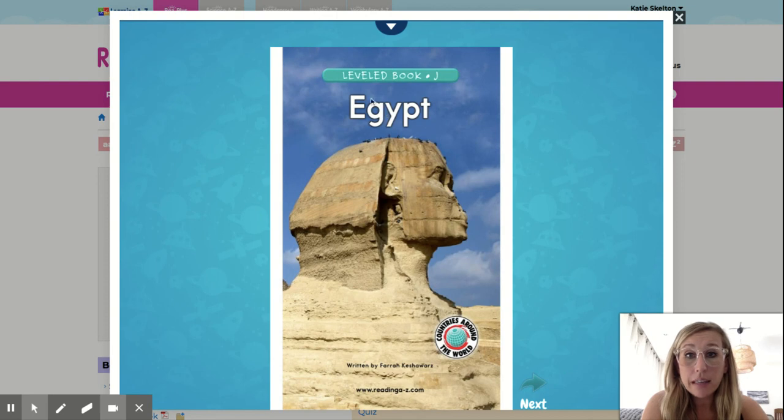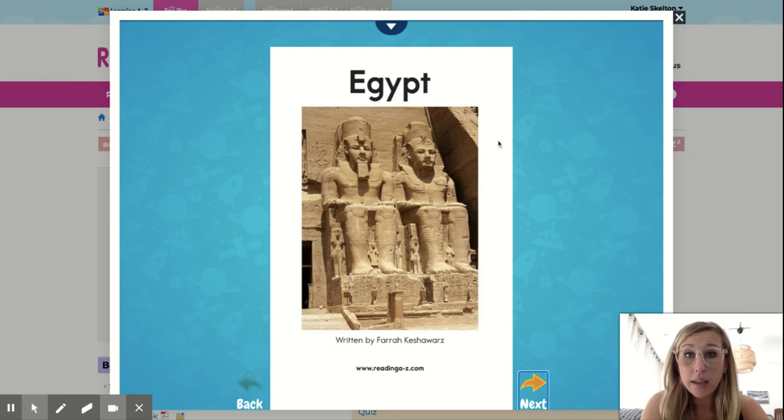The title is Egypt, and we see a text feature already on the front cover, a picture showing us a sculpture in Egypt. So as a reader, I'm already thinking, okay, this book is about Egypt. Let's turn the page and see what else we find. Okay, so next we see the title again, Egypt, and we see another text feature, which is a picture, and that looks like something else we might find in Egypt.